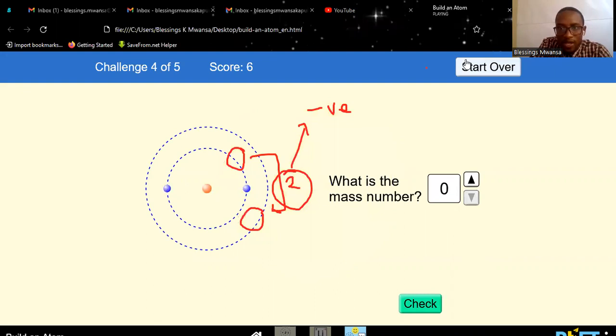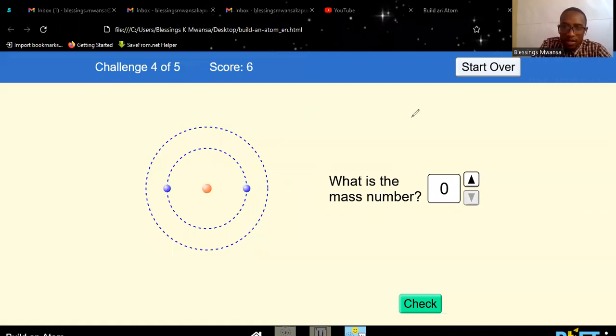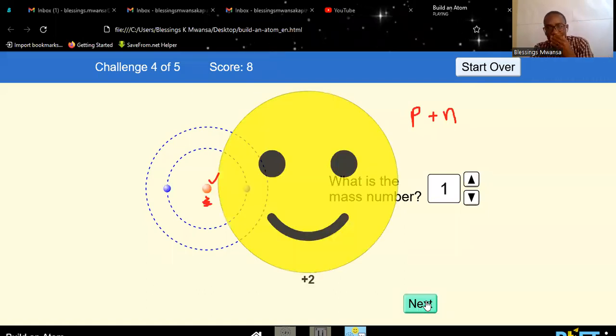All right, so the next question requires us to find the mass number. How do you find the mass number? Remember, mass number is P plus N. We have the P. Do we have the N? There is no gray particle here. So meaning we only have 1 proton. So the mass number is 1. And that is correct.